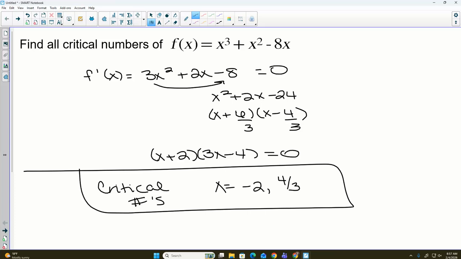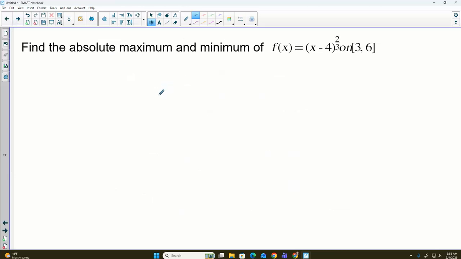All right, are we okay with that? Second question. So still in that section, when we found critical numbers, then we started finding absolute maxes and mins. So it starts off the same way. We have to find our critical numbers. To find our critical numbers, we have to do our derivative. So my function, sorry, that's typed really close together, is x minus 4 to the 2/3 power.